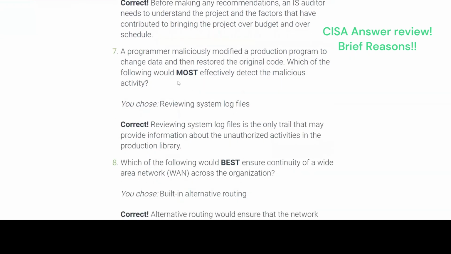And what if a program was maliciously modified in production? So what we have to do is select reviewing the system log files, which is the only trail that may provide information about unauthorized activities in the production library.